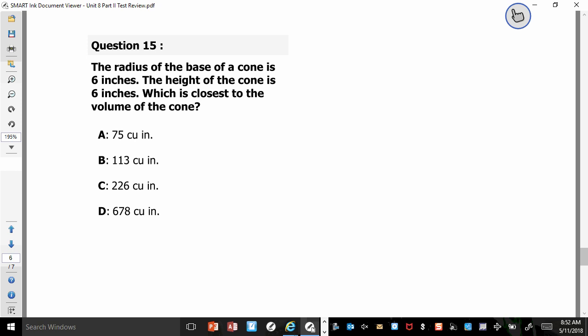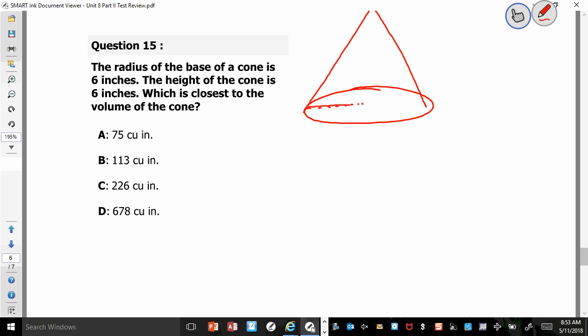15. All right, the radius of the base of a cone is 6. The height of the cone is 6. What's close to the volume? You can draw a picture if you like. Okay. And then the radius is 6. And the height is what? 6.